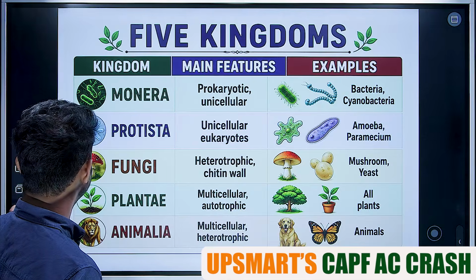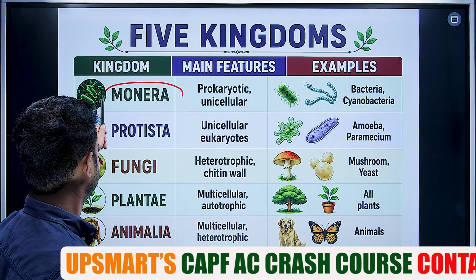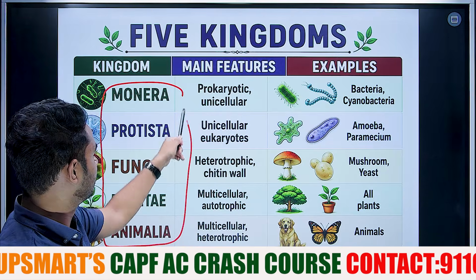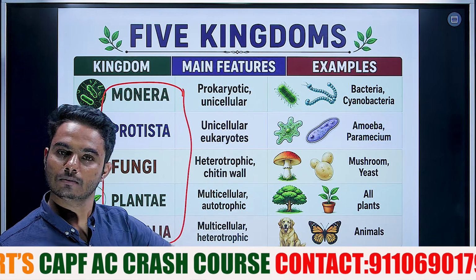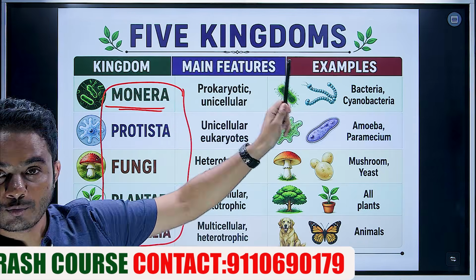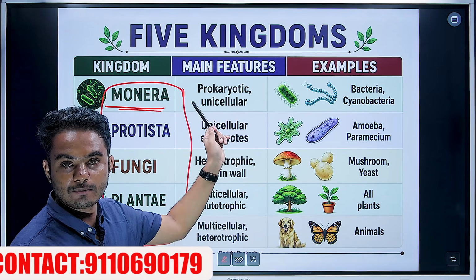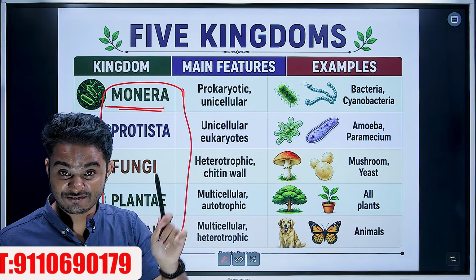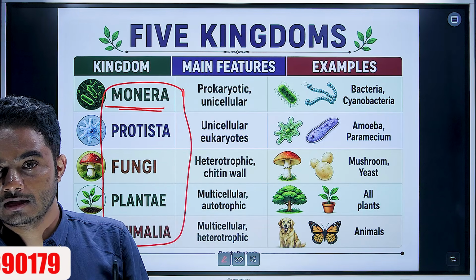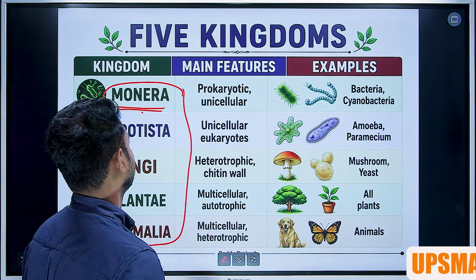Right? Now, sir, you told 5 kingdoms and you told you will be explaining each one in detail. I will be explaining. The first one I told was Monera. The 5 kingdom classification was given by Whittaker. First one is Monera, right? Monera. Now remember.